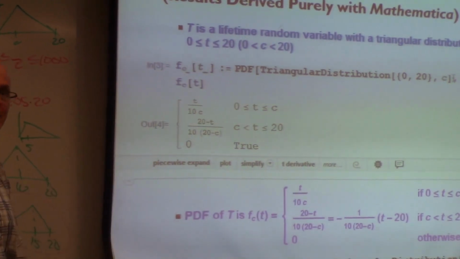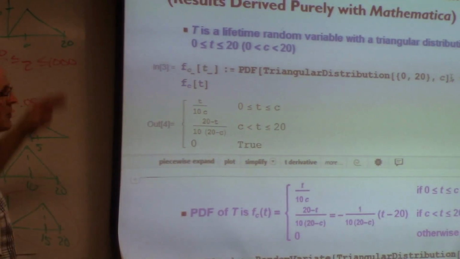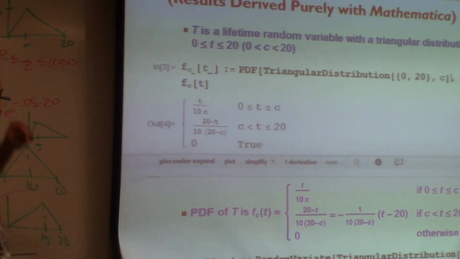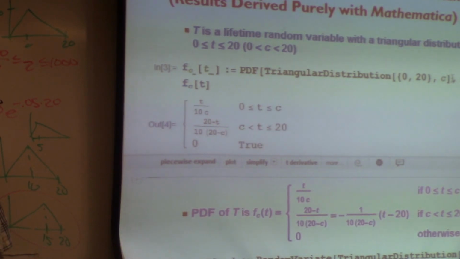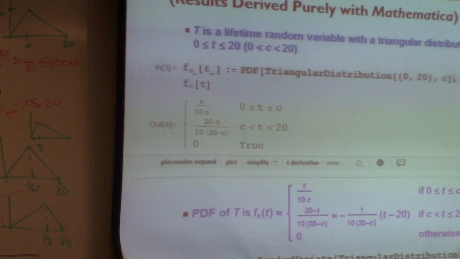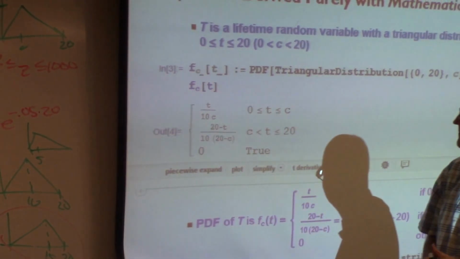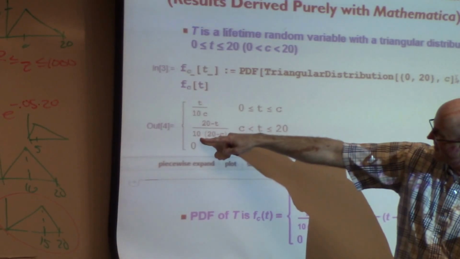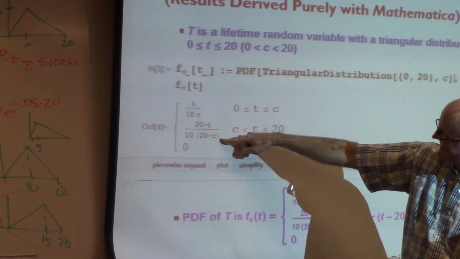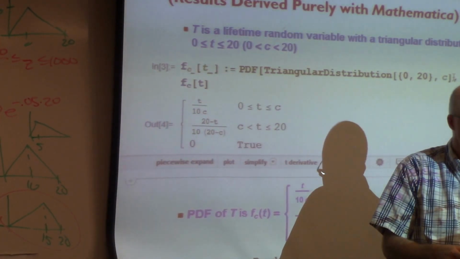Which makes sense, because now if you figure out the area of that triangle, 1/2 base times height, 1/2 times 20 is 10, times height, 1/10 is 1. The area is 1, no matter what c is. The height's going to be the same, no matter what c is. The other piece is a straight line with a negative slope. Evidently, the negative slope is -1 over 10 times (20 minus c).